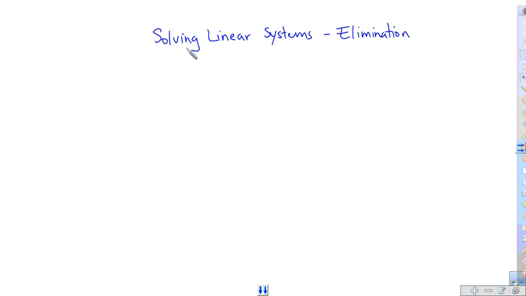In the elimination method, we've already done a simple example. In this video we're going to do a slightly harder one, in the case when the coefficients are not the same but can be made the same. So let's take a look at an example.